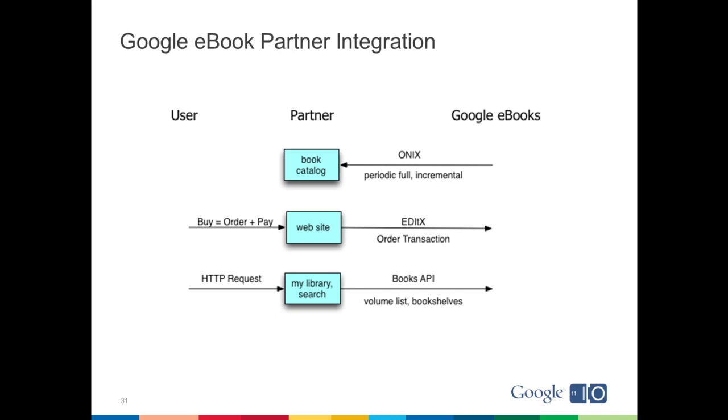eBook partner integration. So this is a little bit different, right? We've talked about the Onyx feed and the EditX feed. The book catalog is through the Onyx feed. And then the user can buy on a website and do an EditX transaction with us, which will be the order information. And then, of course, they can access the APIs for doing searches against our repository or the user's My Library.